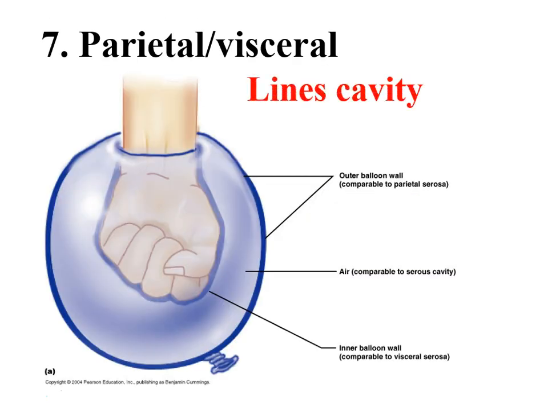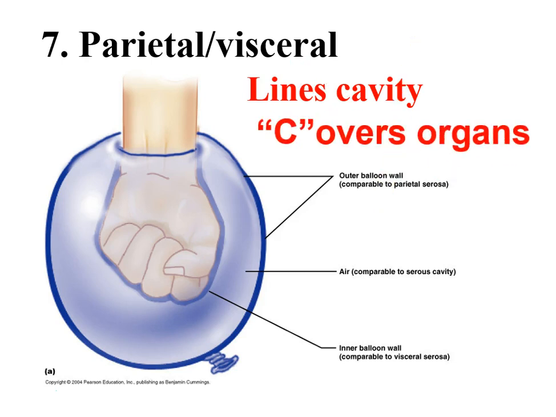Parietal and visceral. You have membranes that line your closed cavities, and there's always two of them. One that covers the organ and one that lines the cavity. The one that lines the cavity is called parietal. The one that covers the organ, see that C in visceral? The one that covers the organ is visceral. So parietal always lines, visceral always covers.